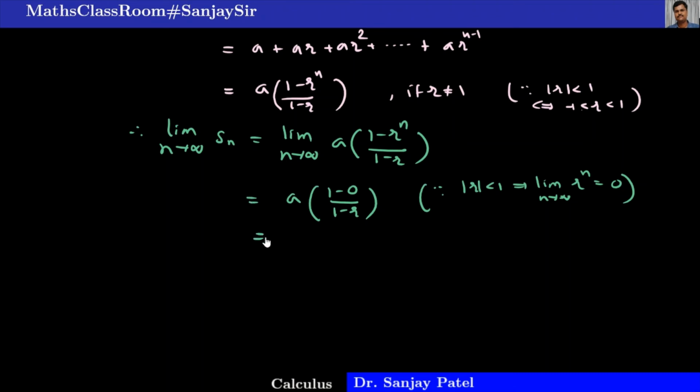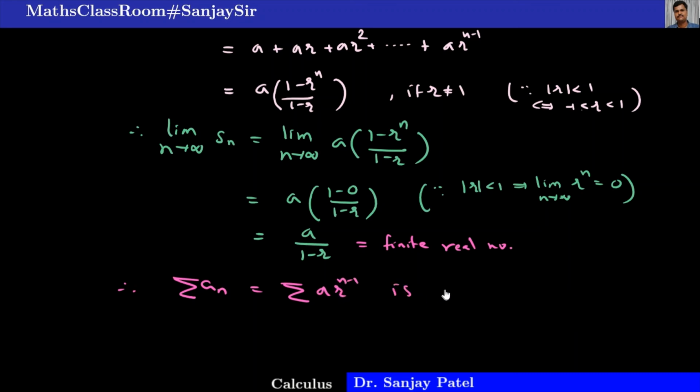So this gives us a upon 1 minus r, where a is the first term and r is a common ratio which is different from 1. So this number is some finite real number. So it is well defined. And that means the limit of Sn exists. And therefore the conclusion is the series sigma a into r raised to n minus 1 is convergent. This is a convergent series.